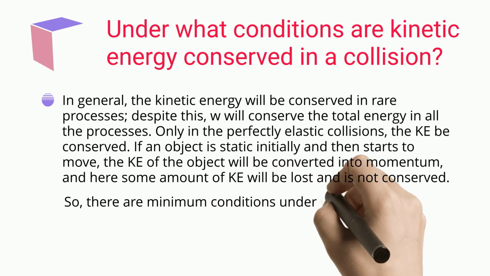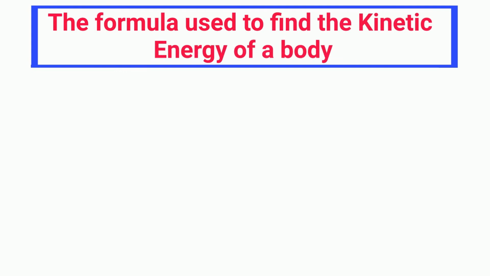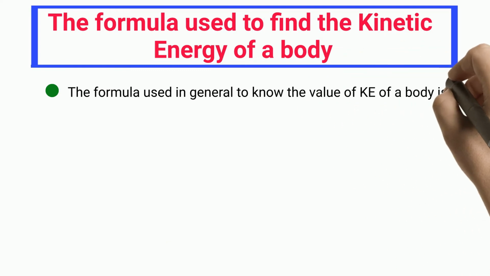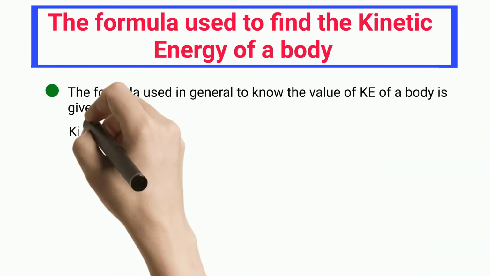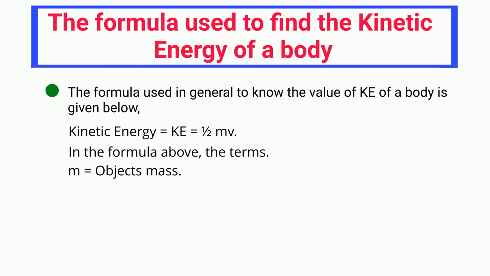So, there are minimum conditions under which KE is conserved. The formula used to find the kinetic energy of a body. The formula used in general to know the value of KE of a body is given below. Kinetic energy, KE equals 1/2 mv². In the formula above, m equals object's mass. V equals object's velocity in a motion.